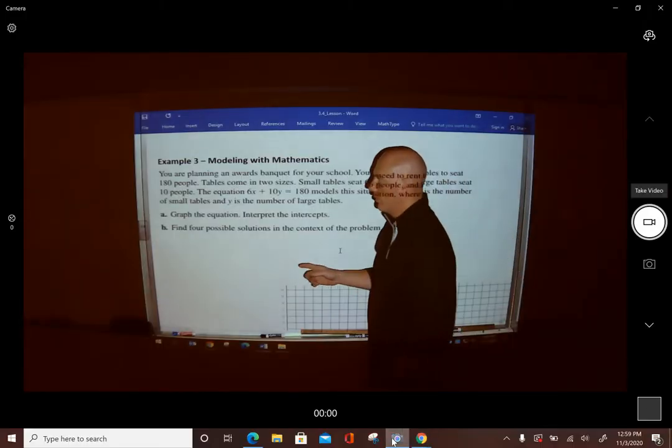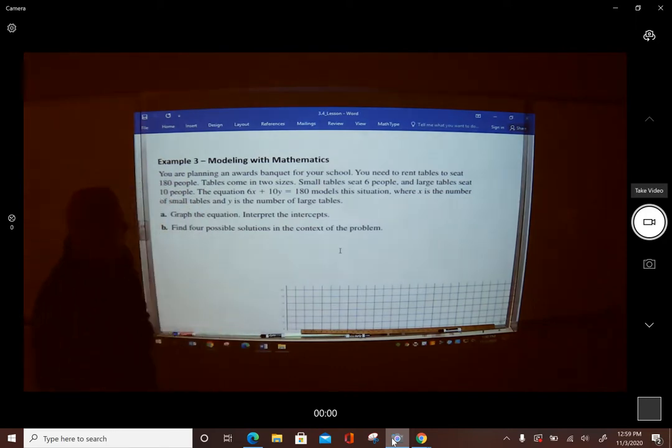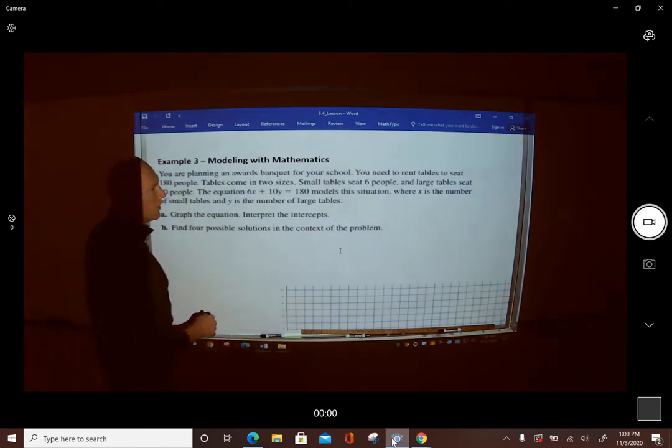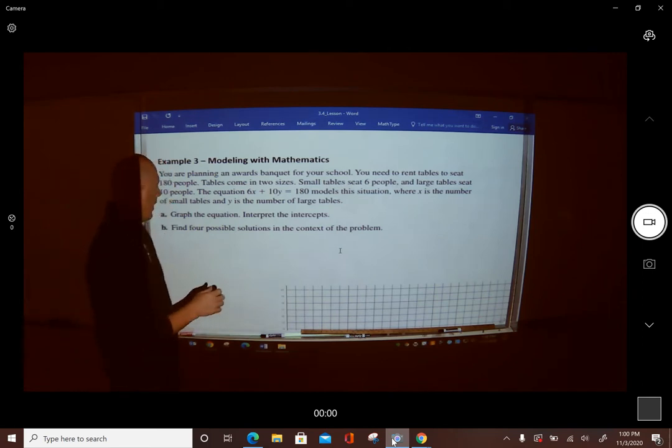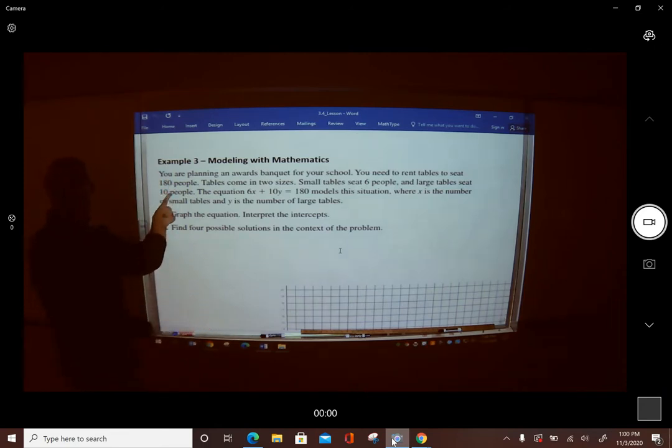Hey guys, going on to example 3 here for lesson 3.4. So, monolith mathematics. Now we're just going to look at it, and I really like this problem a lot because hopefully this makes everything make sense. You are planning an awards banquet for your school. You need to rent tables to seat 180 people.